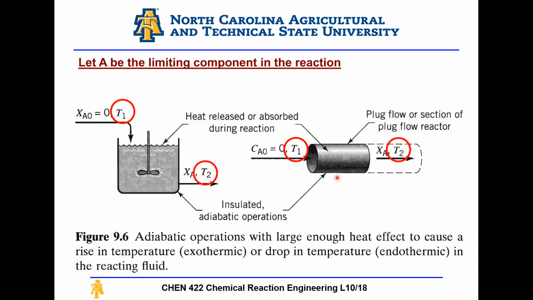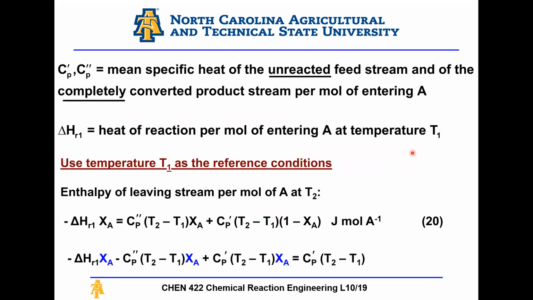And if your reaction is highly exothermic, you'll see a big temperature drop between the inlet and the exit of the reactor. Let's define some parameters here. Cp prime is the specific heat of the unreacted feed. Cp double prime is the specific heat of the completely converted product. So, pure reactants, pure products. Delta HR1 is the heat of reaction per mole of entering A.